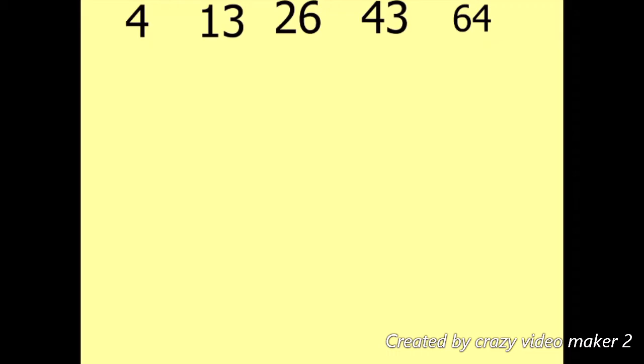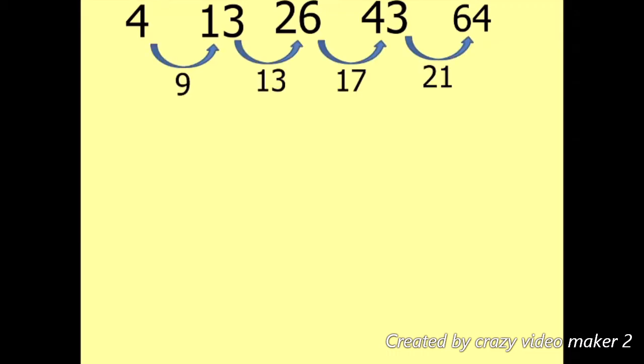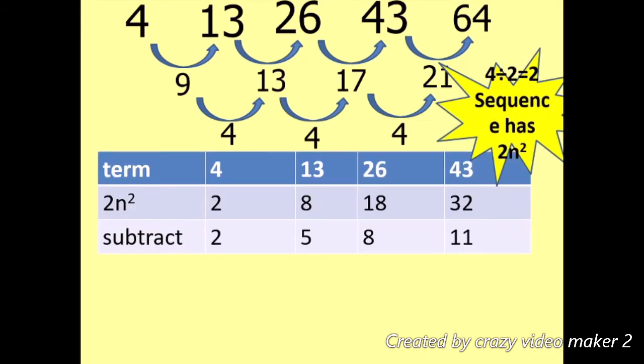So start as you normally would. Work out your first level difference. I'll work out your second level difference, which is 4. So I know my a is going to be 2. Same as before: write down the original sequence, write down the sequence of 2n squared, and subtract. Now if you look here, 2, 5, 8, 11, that's not a number, but it looks familiar, and that actually is a linear sequence.